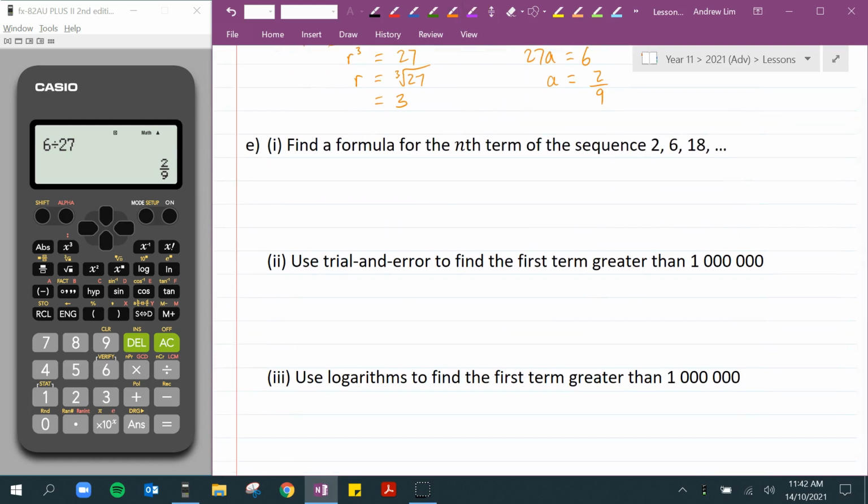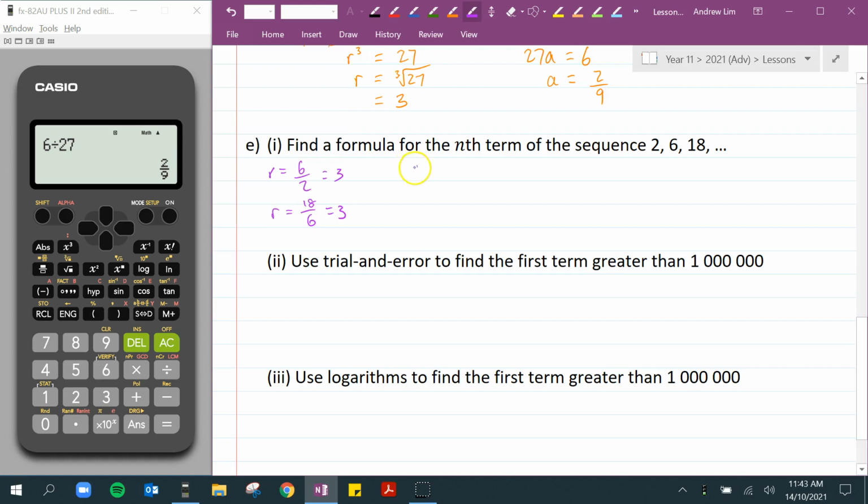Alright, question E. Find the formula for the nth term of the sequence 2, 6, 18, etc. Now, this doesn't actually tell us whether it's an AP or a GP, so we need to work it out. It looks like it's not an AP because I need to add 4 to get to 6, and when I add 4 again, I'll get 10, not 18. So I'm thinking it's a GP, but let's double check. The ratio would be 6 over 2, which is 3, and 18 over 6, which is also 3. Because they both give me the same ratio, I know that they have a common ratio, and therefore it's a GP.